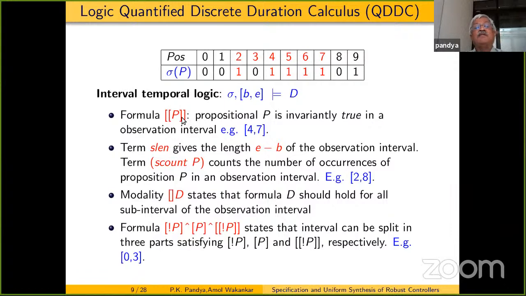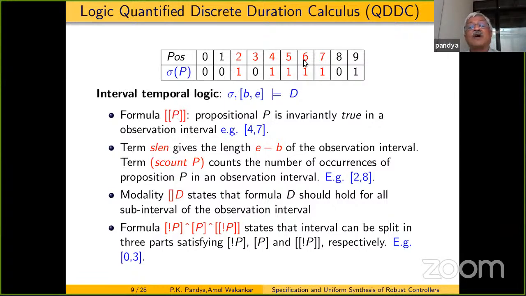Now one kind of formula is very simple. Double square bracket P, where P is a proposition. A proposition can be evaluated at a clock cycle, at a time point. But what we say by double square bracket P is that P is invariantly true in the observation interval. So this property, invariantly P, will be true for the observation interval 4 to 7, because between 4 to 7, P has value 1 throughout. It will not be true for the interval 2 to 7, because somewhere within that interval, P becomes false. So square bracket P says invariantly P.